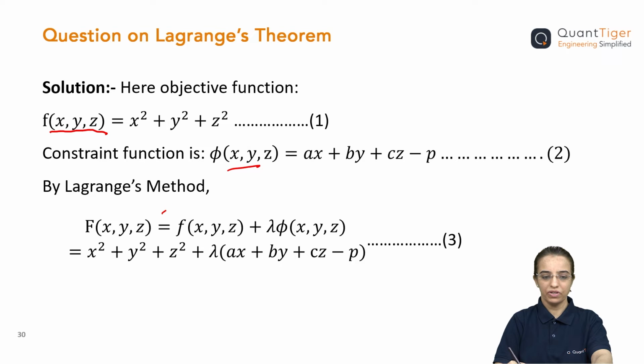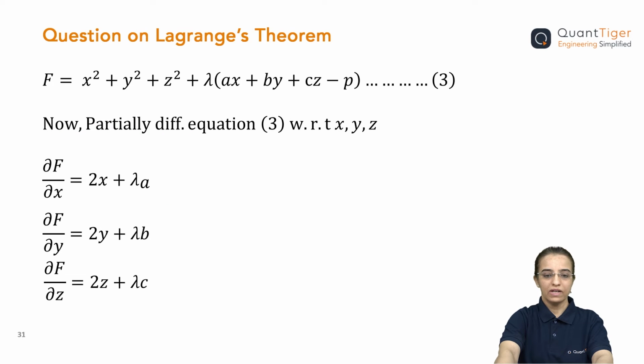So as per the equation, capital F of x y z will be the addition of the objective function and the constraint function along with this lambda. You shouldn't forget about it, that's the Lagrangian multiplier. So I just put the values from equations 1 and 2 for these functions along with this lambda also. This will become my equation 3. So this is capital F of x y z, basically this will be your auxiliary function.